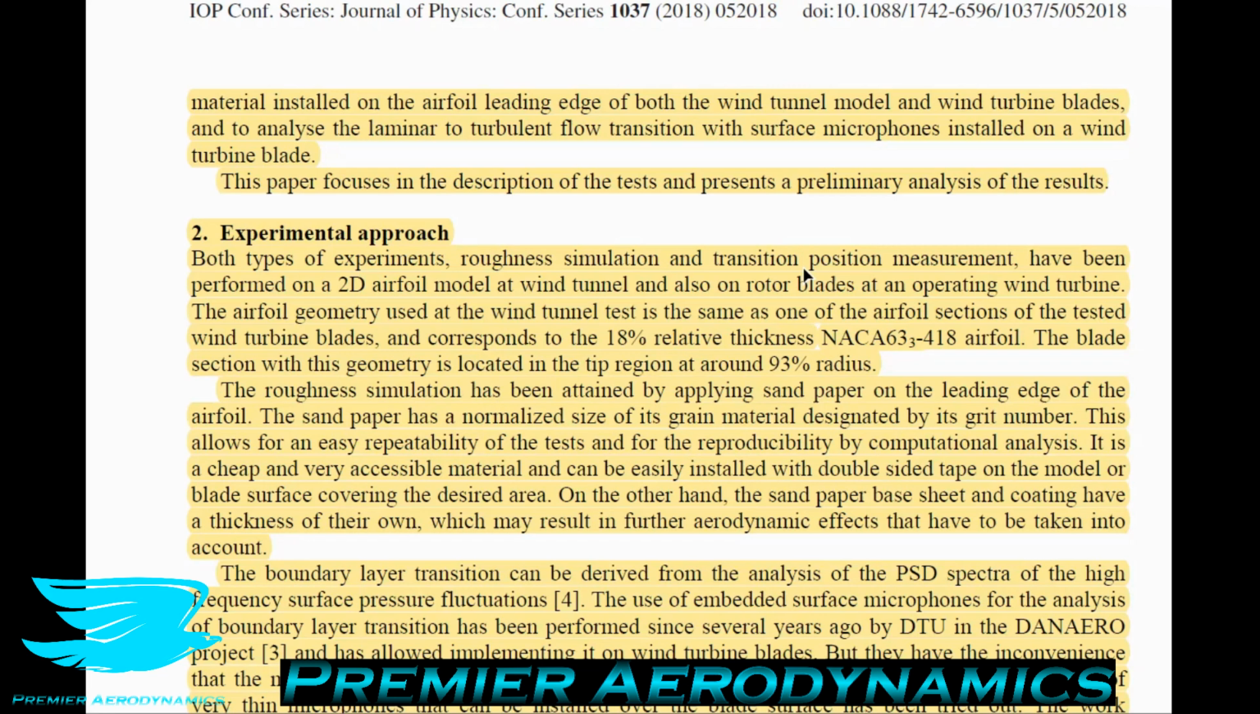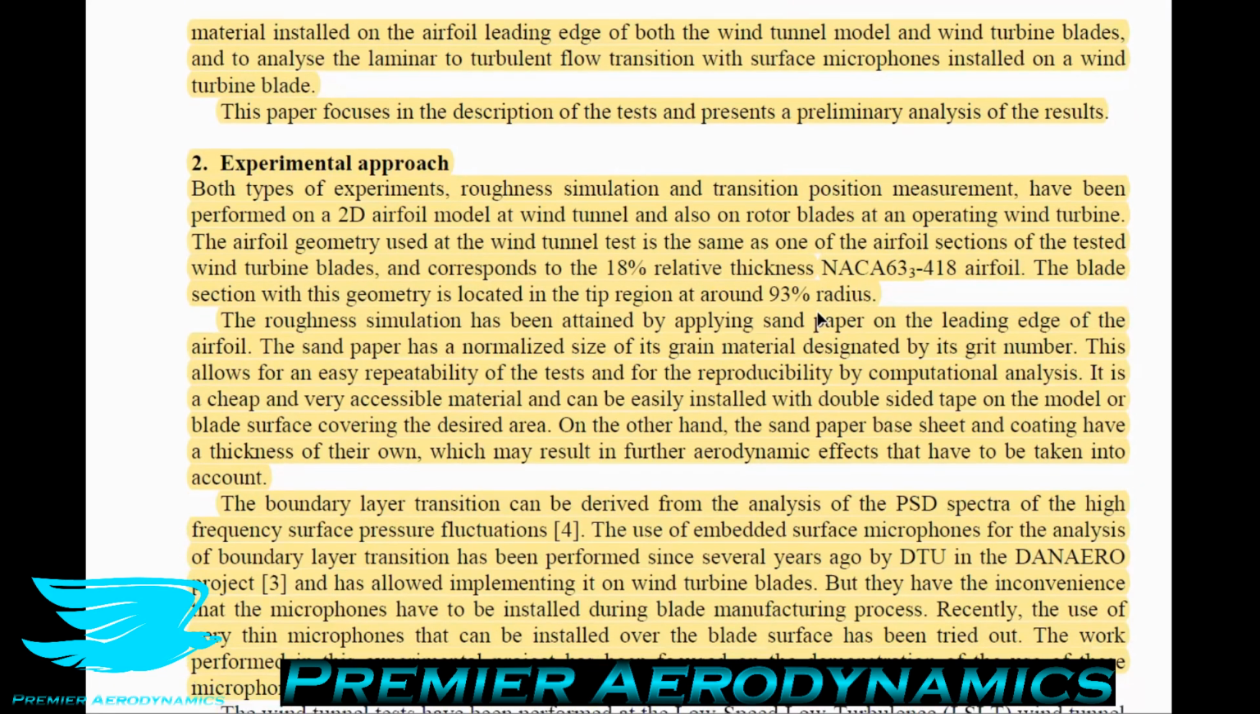So the airfoil profile that they have corresponds to a location quite close to the blade tip. It's 93% away from the axis of rotation of the blade. So this corresponds to a NACA 633-418 airfoil. The roughness simulation has been attained by applying sandpaper to the leading edge of this airfoil. The sandpaper has a normalized size of its grain material, designated by its grit number.